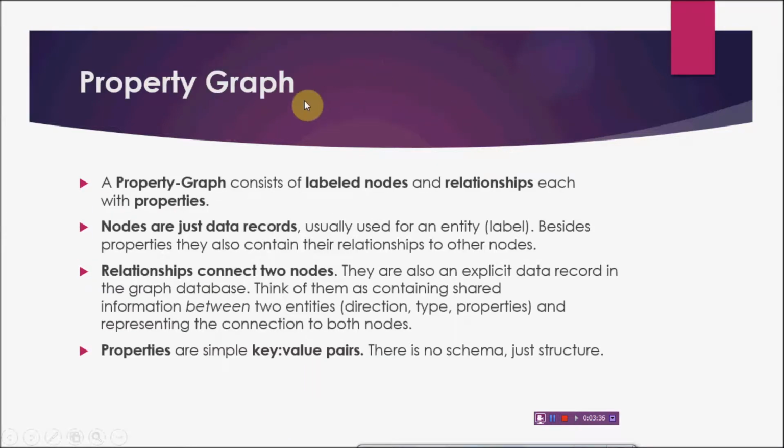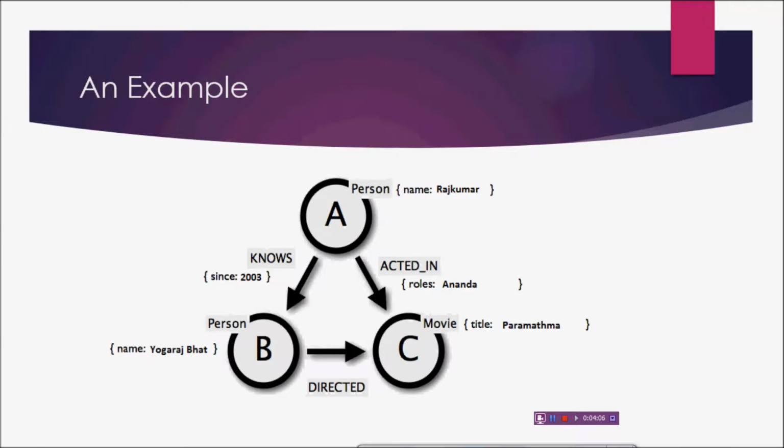A property graph is a graph which contains labeled nodes and relationships, each with properties. Nodes are just data records, and relationships are used to connect two nodes. They are also explicit data records in the graph database. Think of them as containing shared information between entities. Properties are simple key-colon-value pairs. So this is an example.